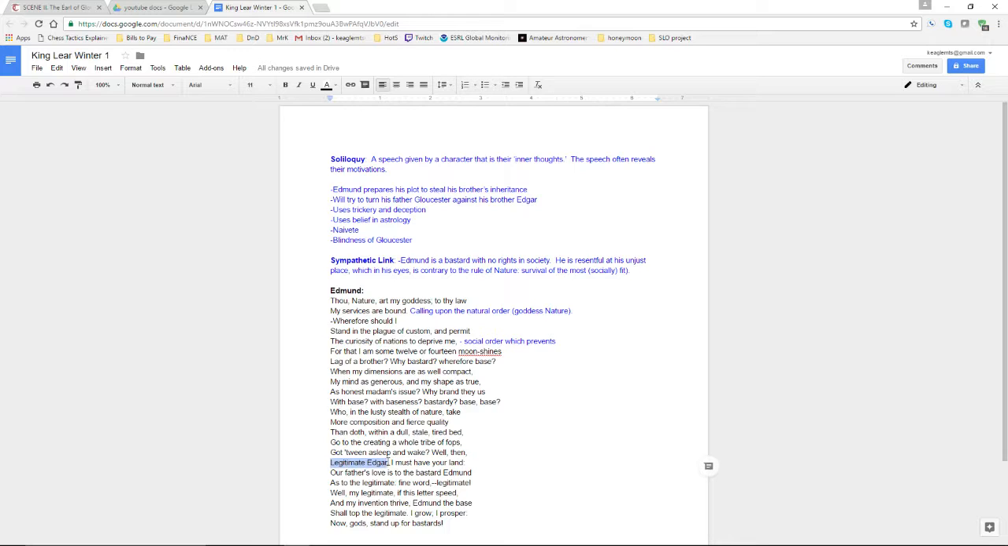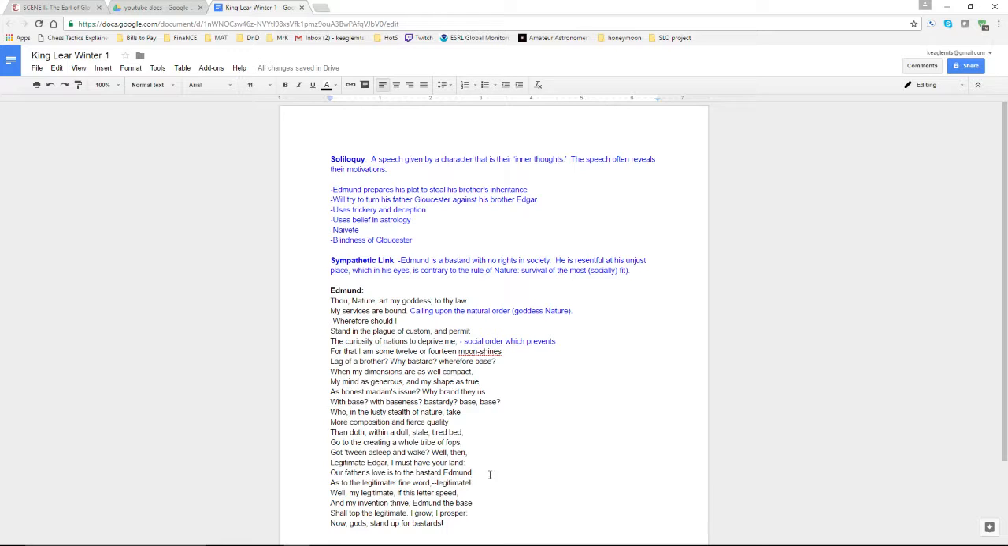So now he's turning to his brother. Well then, I must have your land. So, well, if the law is not going to be changed, then I'm just going to take your land for myself. Our father's love is to the bastard Edmund as to the legitimate. Fine word, legitimate. So, legitimate here, he's talking about how legitimate versus illegitimate, the one who can receive the inheritance. And he's sort of railing against who gets to decide who is actually the legitimate son.